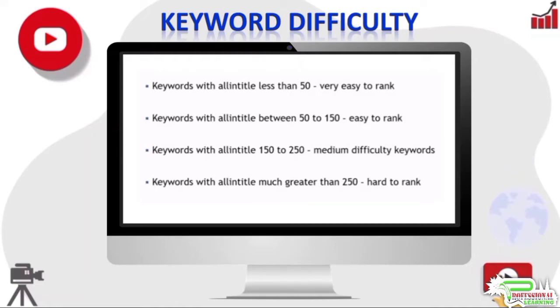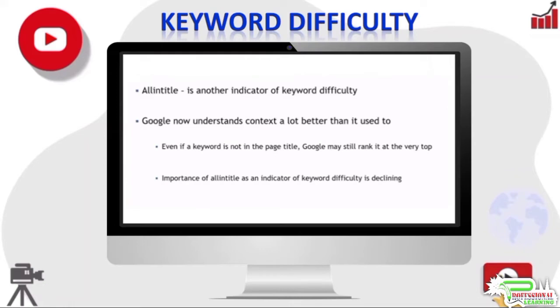With the advent of RankBrain, Google now understands context a lot better than it used to in the past. So even if a page does not have a keyword phrase in the title, Google may still rank it at the very top if it concludes that page is very relevant to what the user may be searching for. So the importance of the allintitle operator as an indicator of keyword difficulty is declining. Allintitle may not always give an accurate estimate of keyword difficulty.